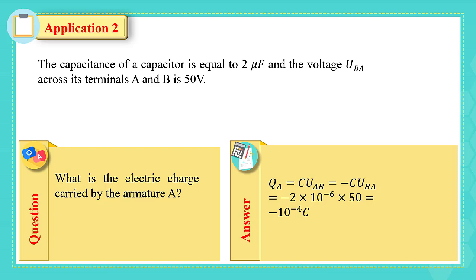UBA in this case is positive and it is equal to 50 volts, which is substituted here. Pay attention that we have to convert from microfarad to farad, and that is by multiplying this unit by 10 to the power minus 6. The final number is equal to minus 10 to the power minus 4 coulombs.